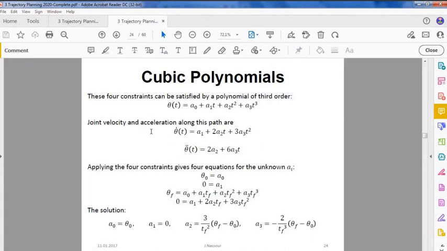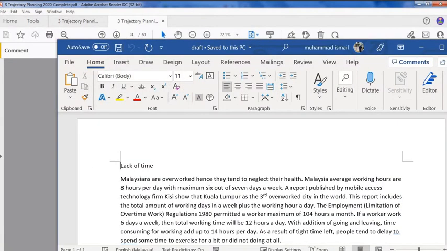In the velocity equation, you have two conditions. At the starting point, velocity equals 0. At the final point also, velocity equals 0. So you can get the value of A1 using the starting point. Starting point means that at time equal to 0, velocity equals A1. The rest cancel because time equals 0.